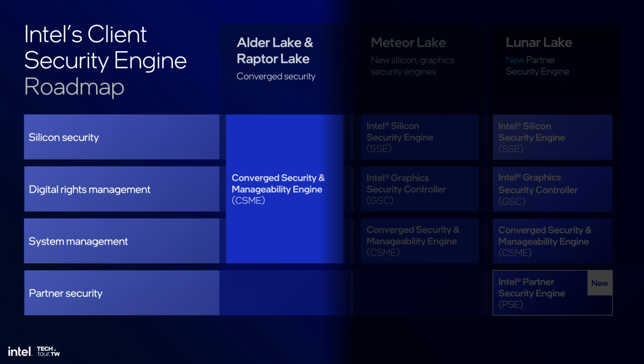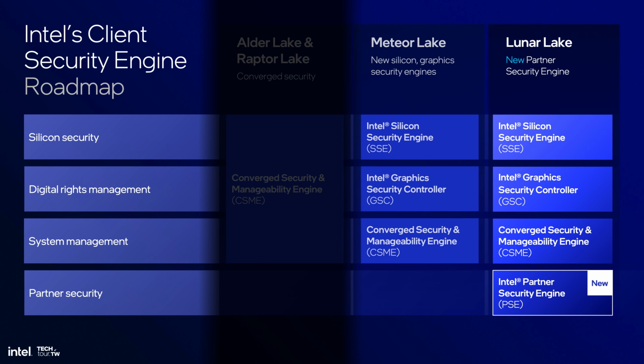The Converged Security and Manageability Engine continues to remain. It focuses on system usages like Platform Trust Technology, which is Intel's firmware TPM solution, and it also enables something called Active Management Technology. The silicon root of trust is now focused in one engine called the Intel Silicon Security Engine. This is one engine inside of the SoC that provides all the security services required for the silicon and the IPs. In a sense, you can say it attests to what is in the silicon. It authenticates all the firmware that's running in different IP blocks within the silicon.